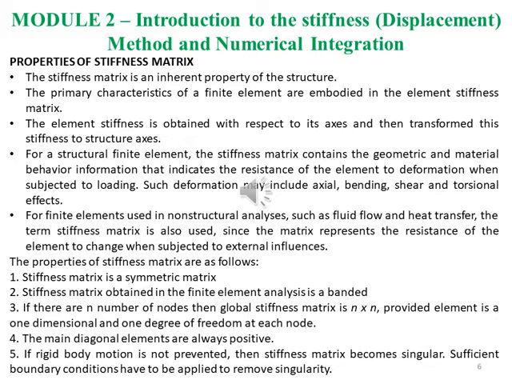The main diagonal elements are always positive. If rigid body motion is not prevented, then the stiffness matrix becomes singular, and sufficient boundary conditions have to be applied to remove the singularity. So these are some of the properties of the element stiffness matrix. Once again, let me tell you, the stiffness matrix is like a password for a particular structure. If you are able to crack it, you are able to solve the particular problem.